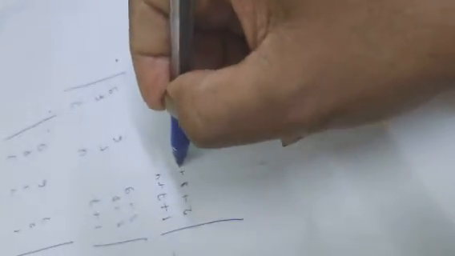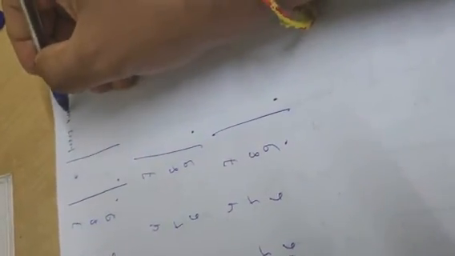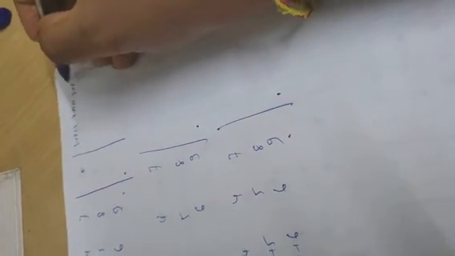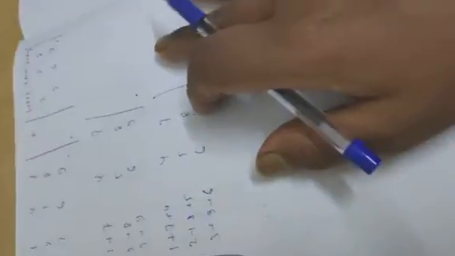So how can I do it? 1 plus 7 plus 4, 2 plus 8 plus 5, 3 plus 9 plus 6, 4, 5, 6, 7, 8, 9. That means ultimately what I have done? I have added all these 3 columns. Or I can add all these 3 rows also: 1 plus 2 plus 3 row-wise, 4 plus 5 plus 6, 7 plus 8 plus 9. Meaning we can add any 3 rows or any 3 columns.